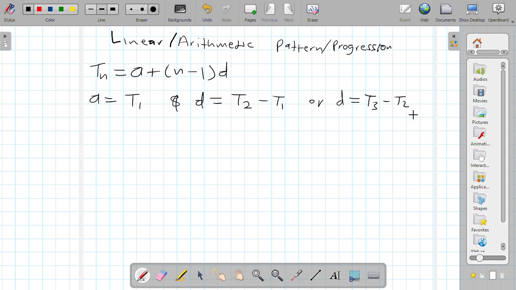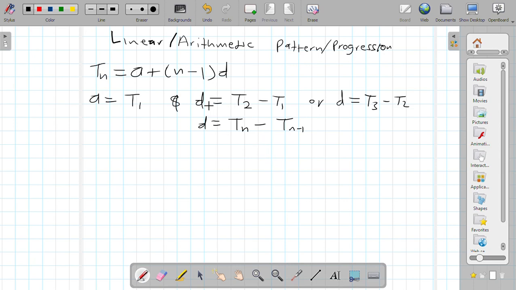In a general sense, this d simply means difference. This difference means the current term minus the previous term. If you feel like it, you can write it as d equals Tn minus Tn minus 1. Can you see that? So that is the difference formula.